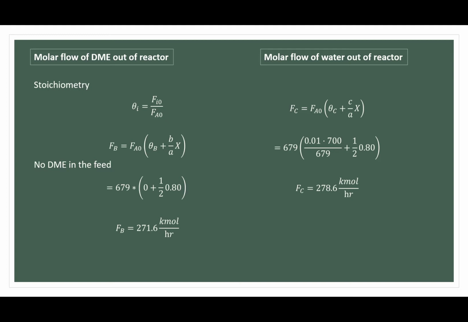The same can be done for the amount of water out of the reactor. And in this equation, you end up seeing that we will have about 278.6 out of the reactor, as you have to also add the amount that went into the reactor to this amount that's being produced from the reaction itself. And that's what the first term in that equation is accounting for.